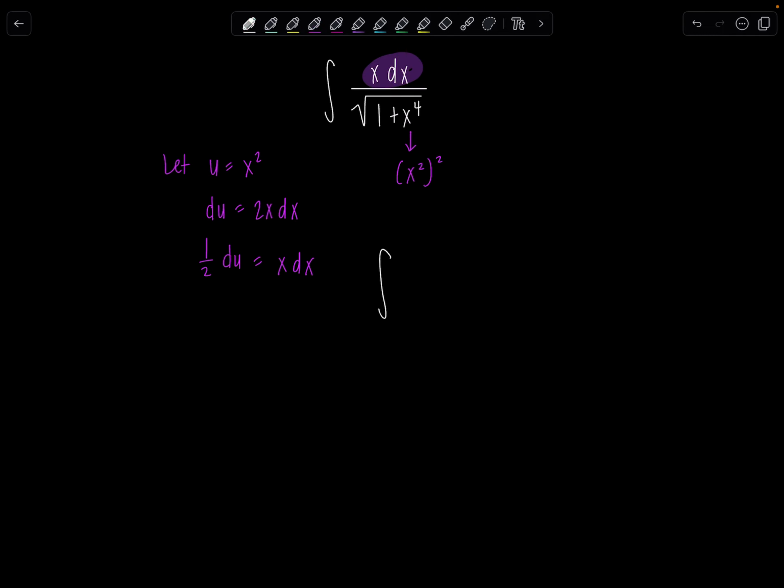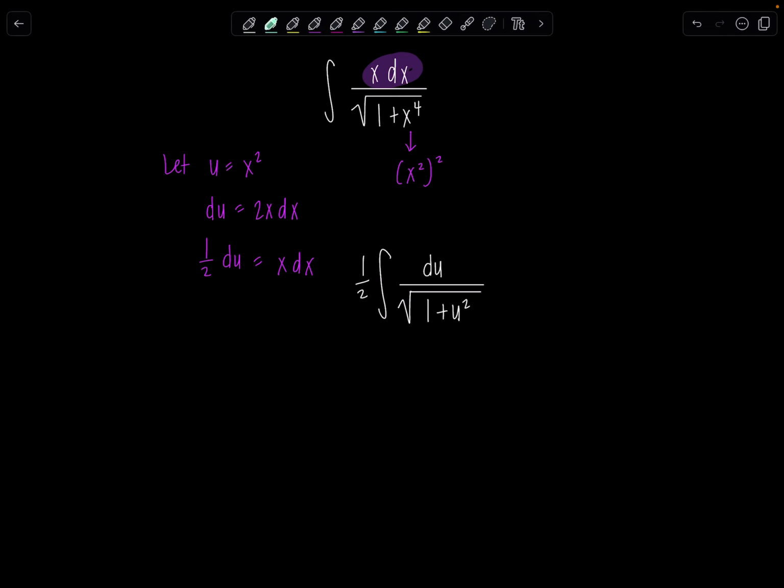So now we have the integral, I'm going to put the 1/2 outside, of du over the square root of 1 plus u squared. Oh man, too bad it's not a minus, right? If it was minus, we would be done. It would just be good old sine inverse with a 1/2 in the front. But no, it's not a minus, so we have to do trig sub.